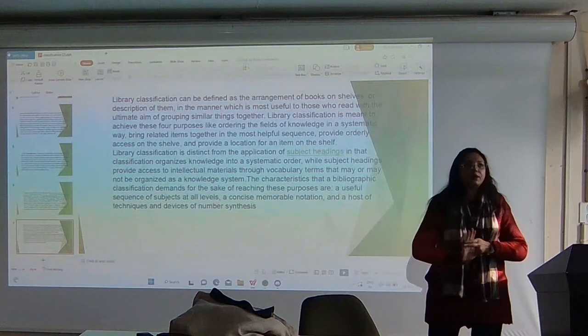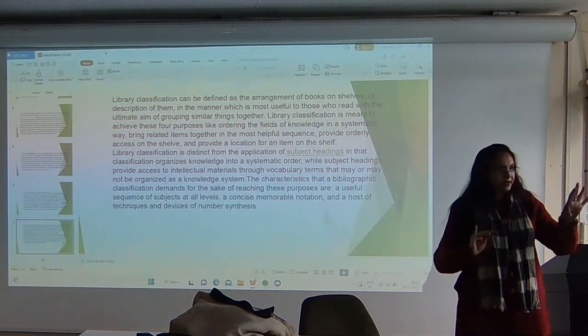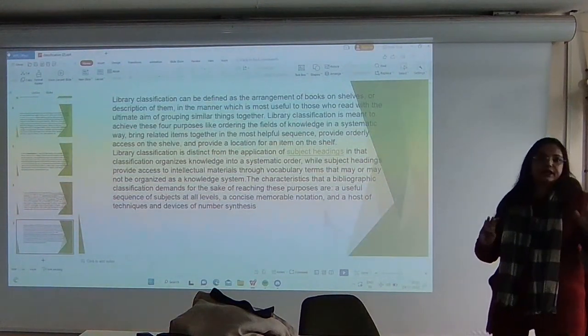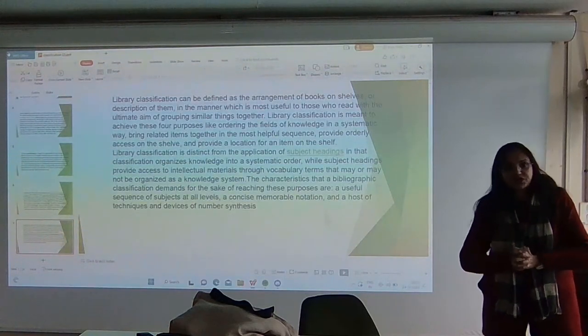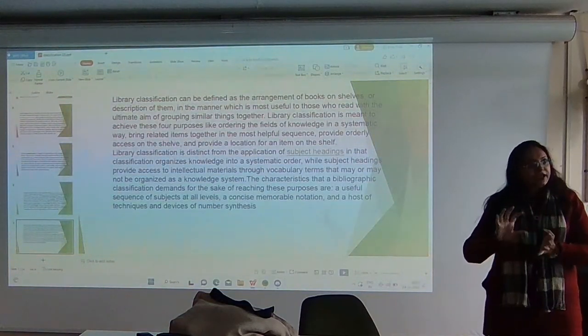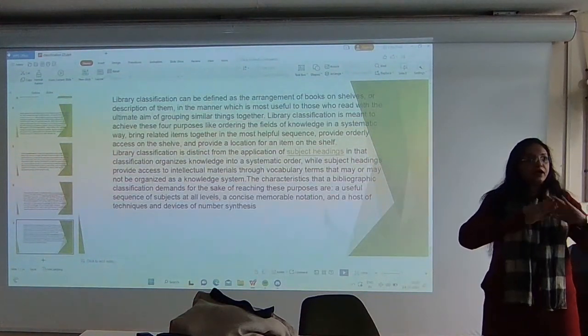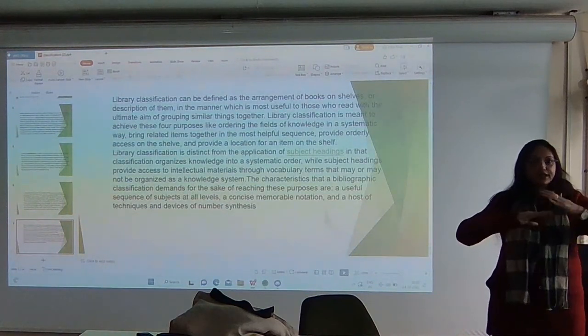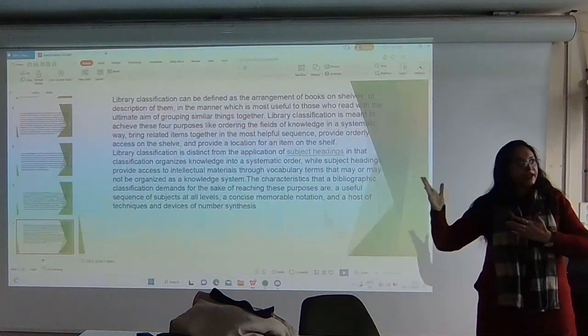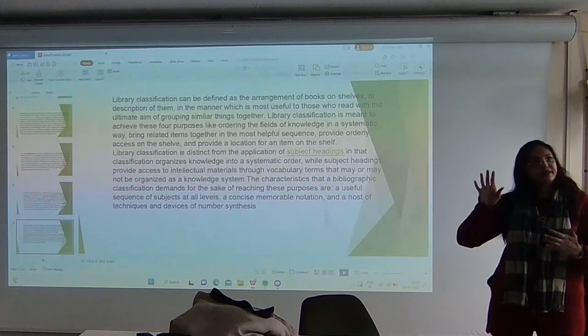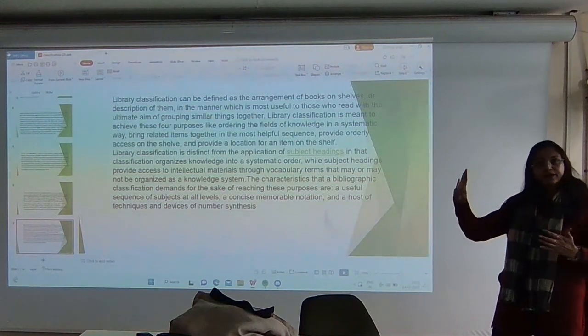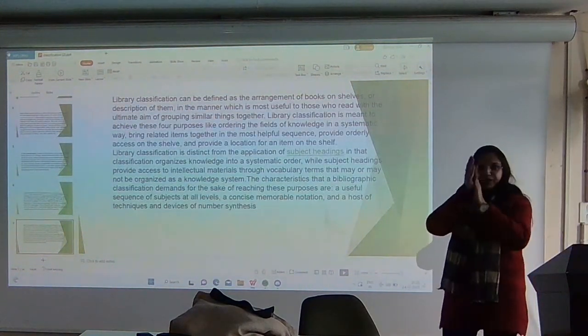And in that also, if you have ready-made numbers, in some places there are ready-made numbers, that is the enumerated scheme of classification, and in some places we need to think and see what the scheme is and accordingly we have to provide the number. Is it understood so far? Right, very good. Clapping for you all.